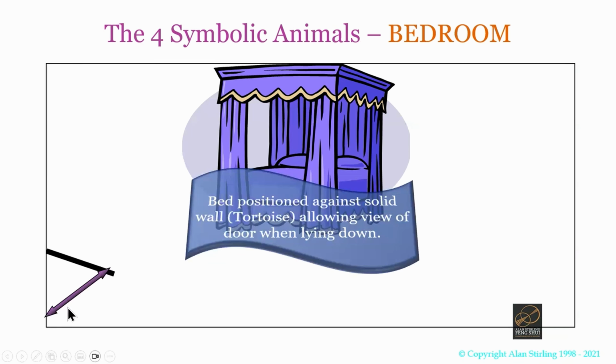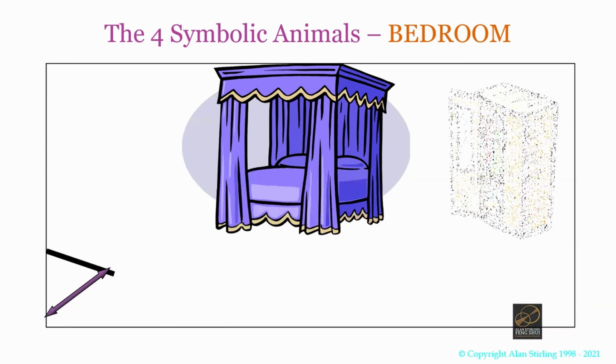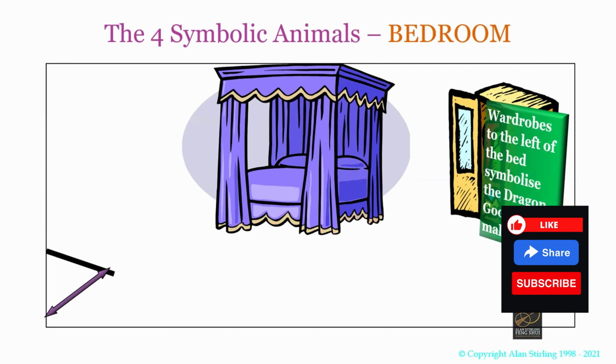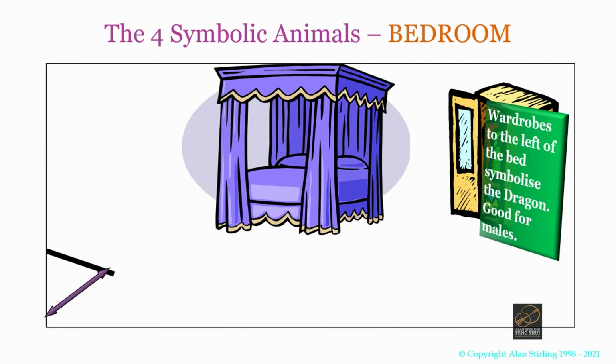So even if you've got the husband and wife living inside the same apartment, bed position: against solid wall, tortoise, allowing view of door when lying down. We use the wardrobe for the dragon, if possible. 50% of the time, maybe slightly less, it's not possible. Maybe it's fitted wardrobes. You can't move it. So what we use is a focal point. The tortoise is the whole wall from the floor to the ceiling. So what we want with the dragon is a third less. We want that to be two thirds in height.